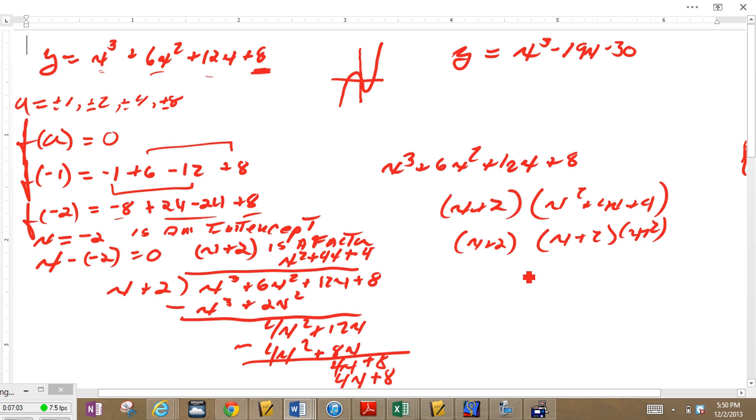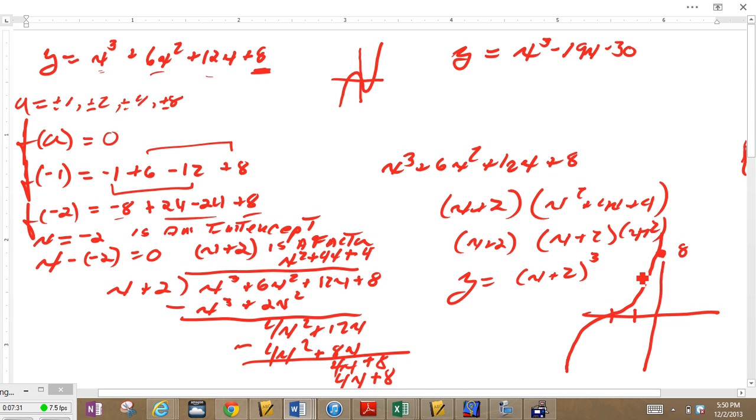So basically this graph is x plus 2, the quantity cubed, which is a pretty straightforward graph, because the graph is simply a translation of the x cubed graph 2 units to the left. And of course we do know that the y-intercept is up here at 8. So we're getting our typical x cubed graph looking like that, intercepting at -2 on the x-axis and at +8, and there's our graph.